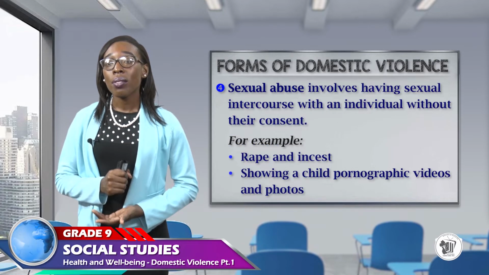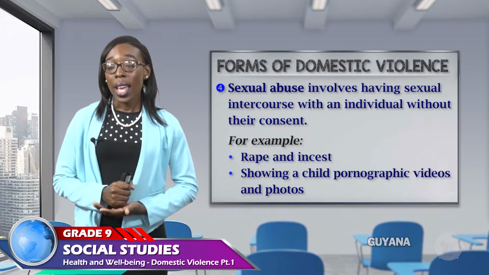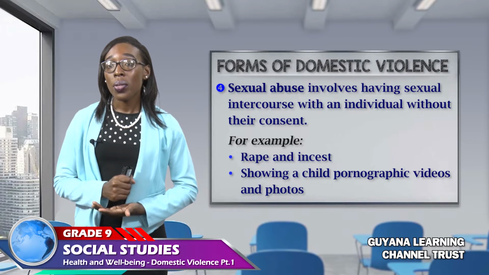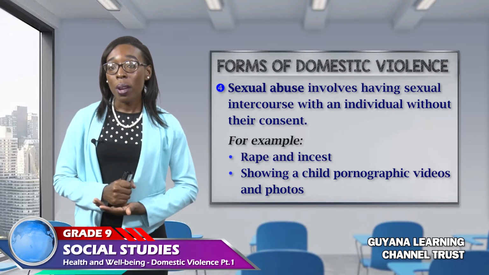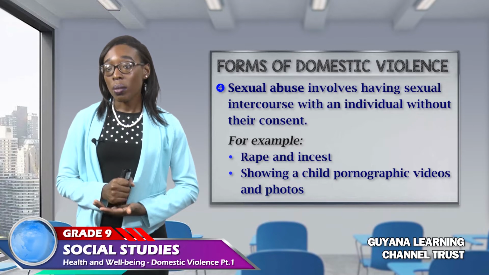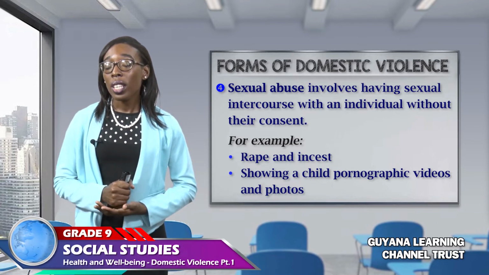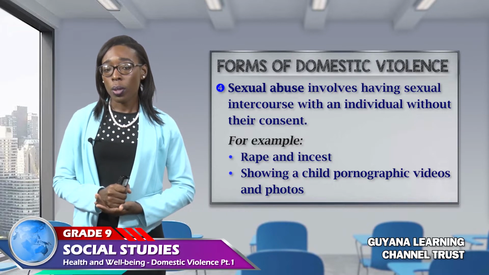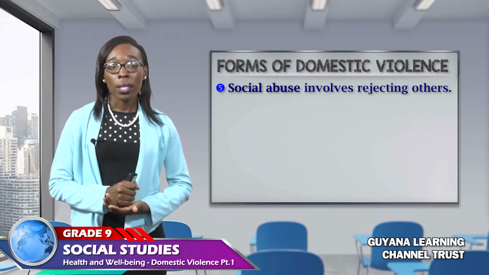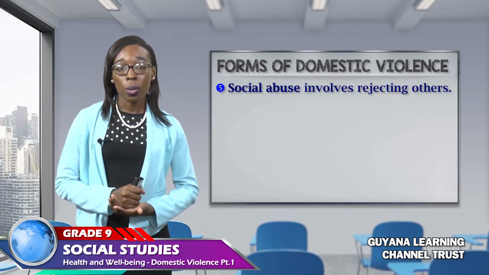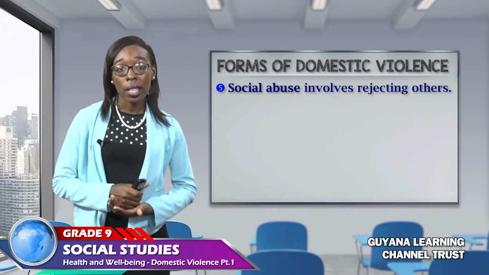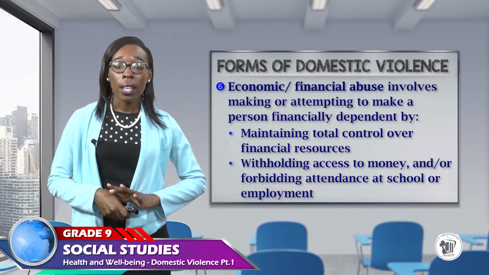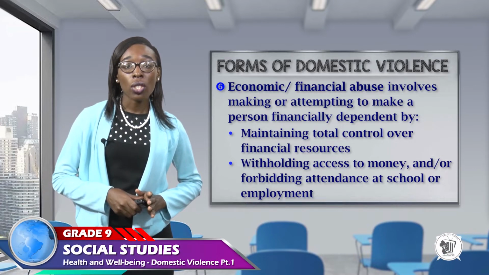The fourth form of domestic violence is sexual abuse. This involves having sexual intercourse with an individual without their consent. Rape and incest are examples of such. Also, showing a child pornographic videos and photos are forms of sexual abuse. The fifth form of domestic violence is social abuse. This involves rejecting others. The sixth form of domestic violence is economic or financial abuse.